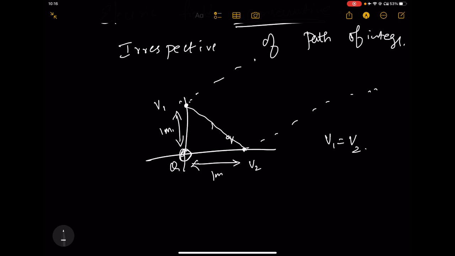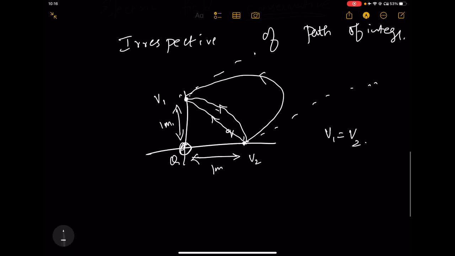Either you move like this, or you move like this in an equipotential surface, or you move all the way like this, it will be the same. Irrespective of the path of integration, the potential will be the same. But in this particular example, it will be 0 because they are both at the same potential. So it means that you are moving along the equipotential surface, so the work done is 0.